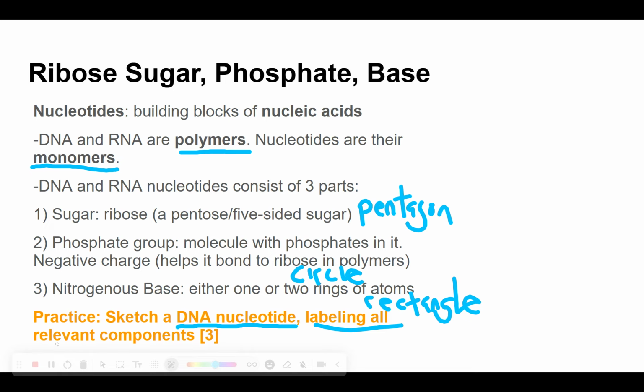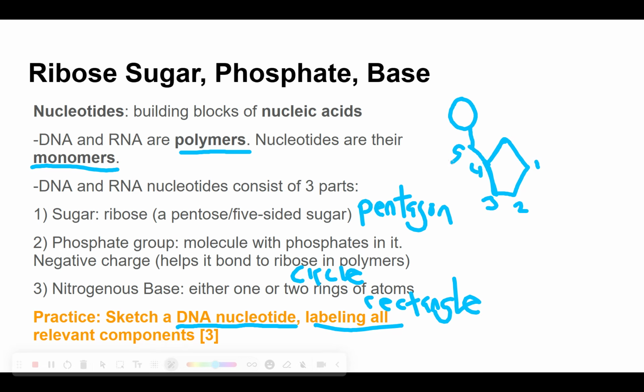labeling all relevant components, you can start with any part of it you want. I think I'm going to start at the sugar. So a pentagon is a 5-sided structure. You have to draw the phosphate group coming off the edge of the pentagon in a certain way. So if you were to think of all of these numbers as the corners of this shape, we'll go over this more in another slide.